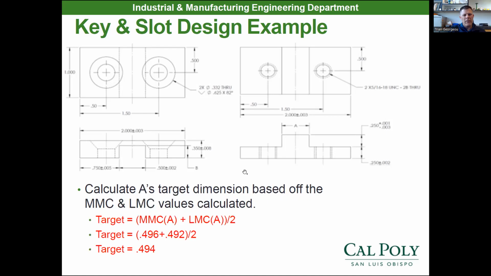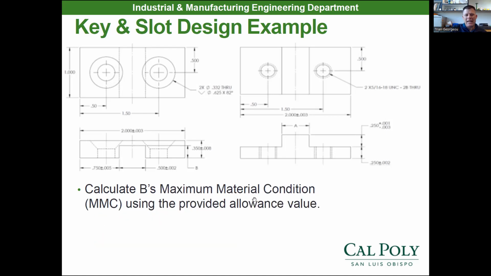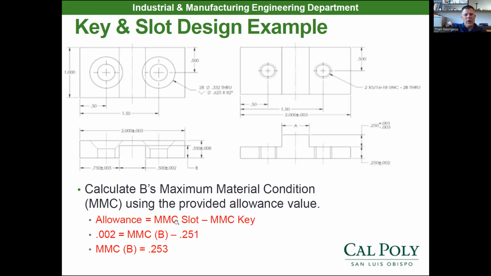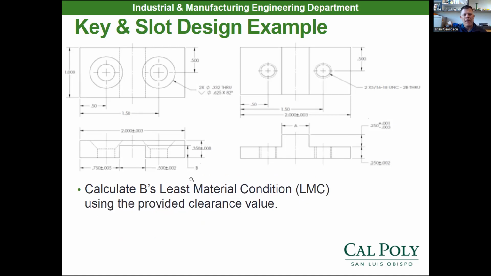So what we're going to do now is calculate B's maximum material condition. So B is this depth. B right here is going to be our slot now. And we have our keyway height right here, this 250. The MMC of the key is 251. We have 2 thou there. We get 253 for B's MMC.